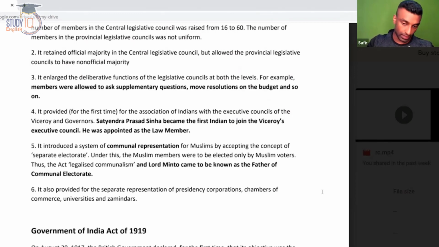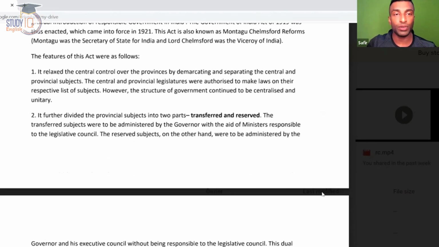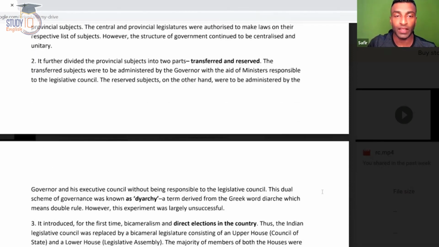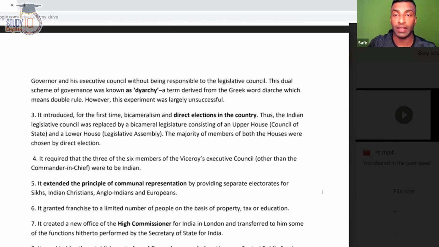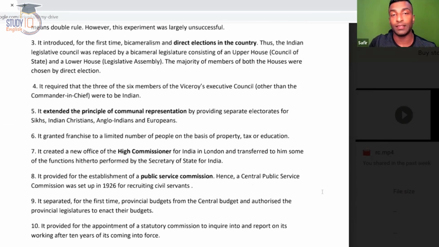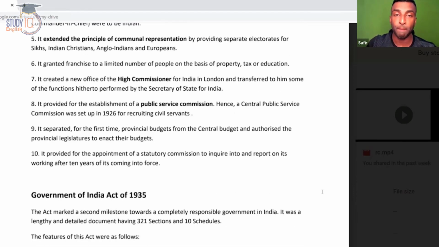Just 1 minute, guys. I'll be showing you. Yeah, central control over it is the same thing, right? There is a transferred list and a reserve list. And then introduction of direct elections in the country. And then it extended the communal representation. High Commissioner was appointed. It provided for the establishment of a Public Service Commission. I just missed out that point. Hence, a Central Public Service Commission was set up in 1926 for recruiting civil servants. Provincial budget and central budget separated.